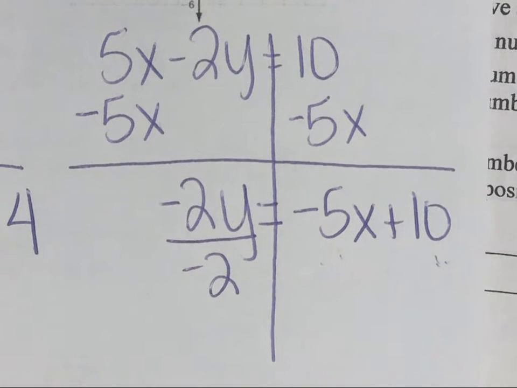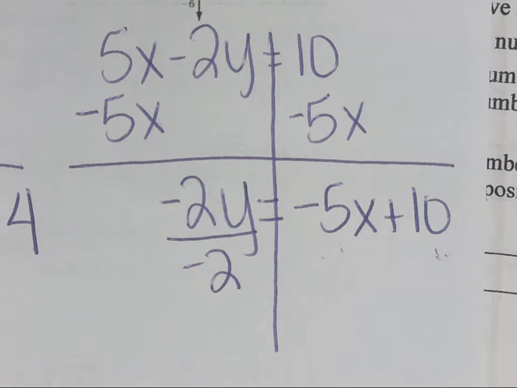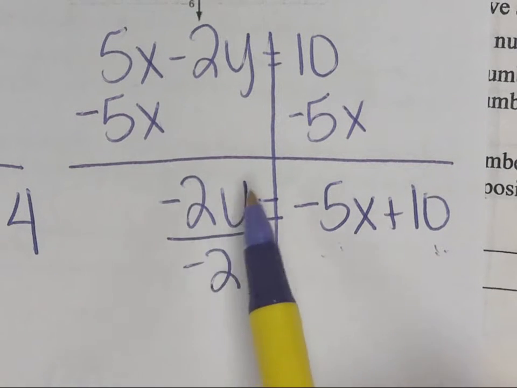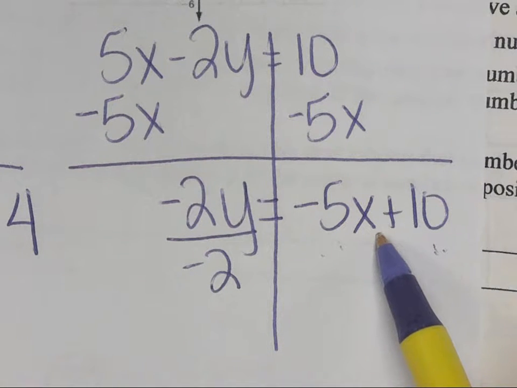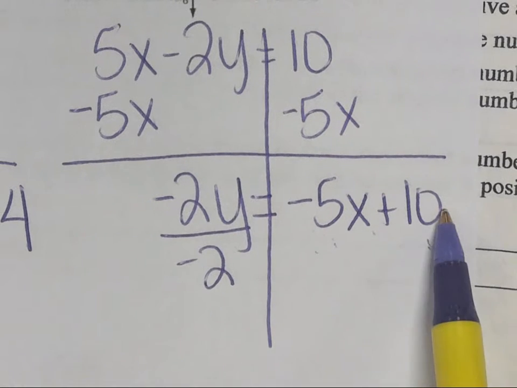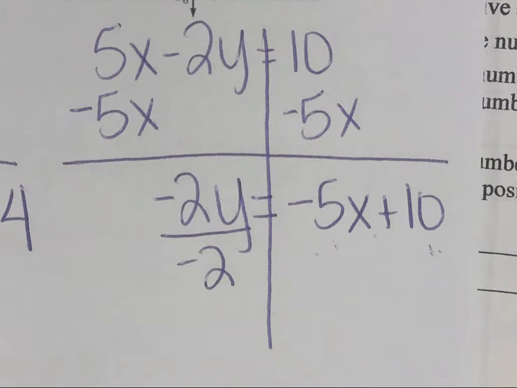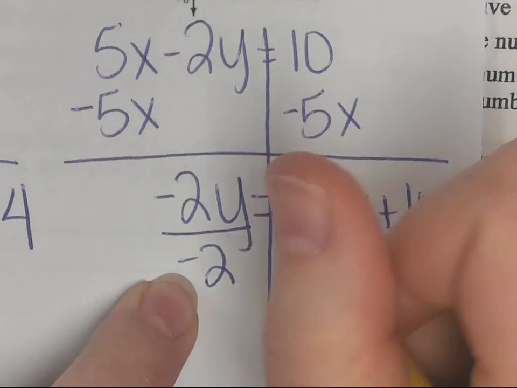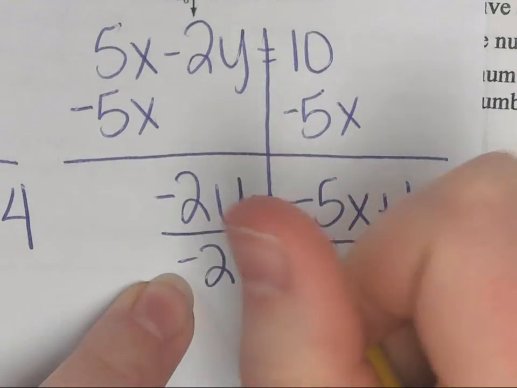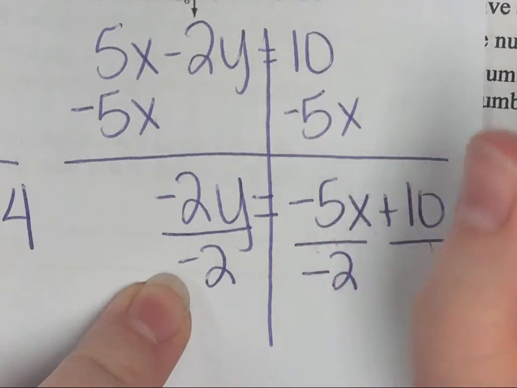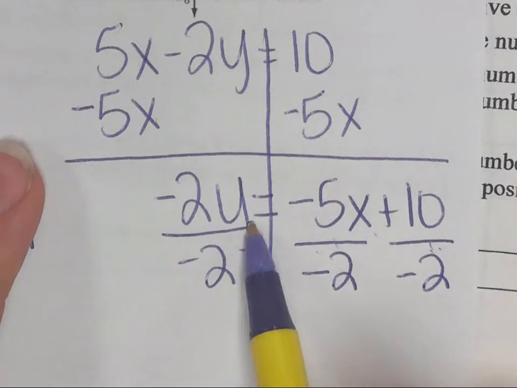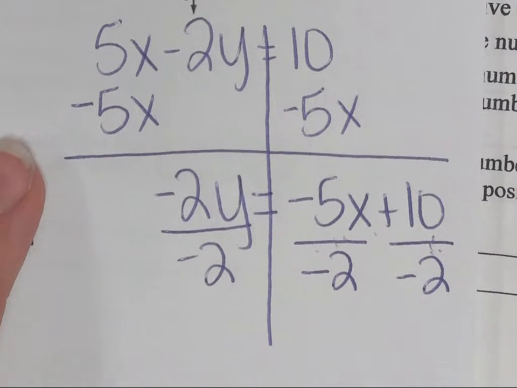Now, hang on, because here's something different than we've ever done before. Normally, we have something y is equal to something when we're dividing. But this time, we have 2 terms over here. We have a negative 5x, and we have a 10. So guess what? Both of these terms have to be divided. So we're essentially dividing 3 times. The negative 2y divided by negative 2, negative 5x divided by negative 2, and 10 divided by negative 2. Everything has to be divided. Everything.